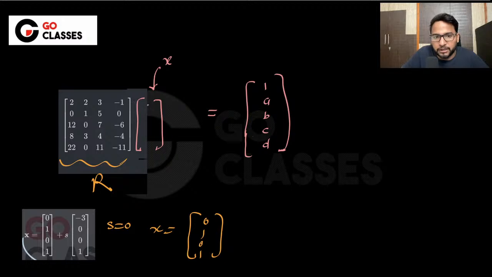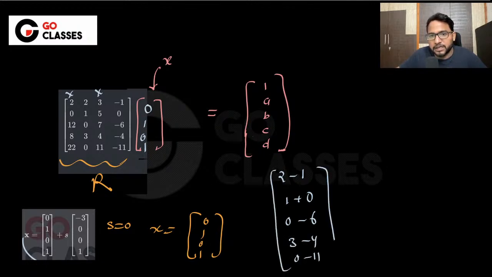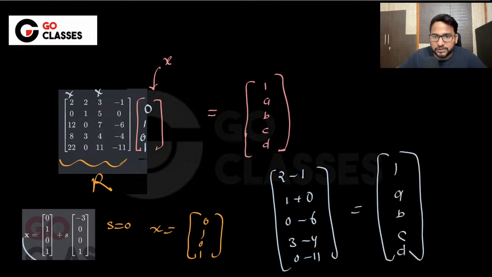Then we may put some other x. 0 1 0 1 means 0 times this vector, 1 times this vector, 0 times this vector, 1 times this vector, which means you need to add both of these: 2 minus 1, 1 plus 0, 0 minus 6, 3 minus 4, and 0 minus 11. This vector must be the same as 1, a, b, c, d, because that's the solution. See, this 1 and 1 is matching, and that must match. You can take any x from here, put it here, and you will be getting the 1 only. That is a must, because that's the solution.